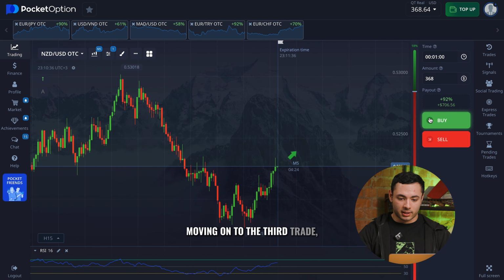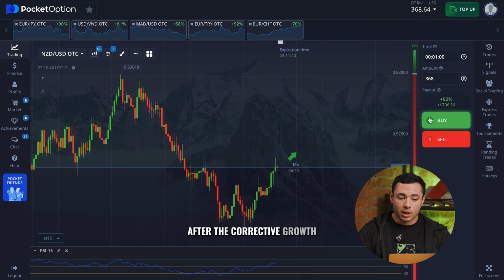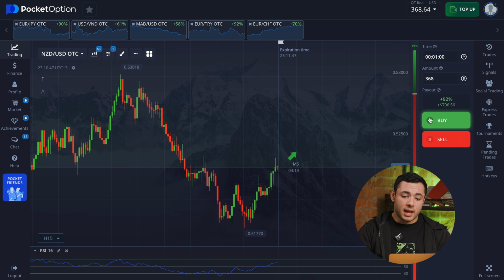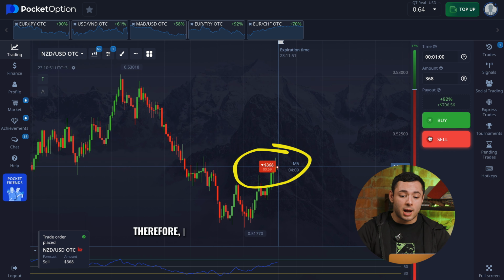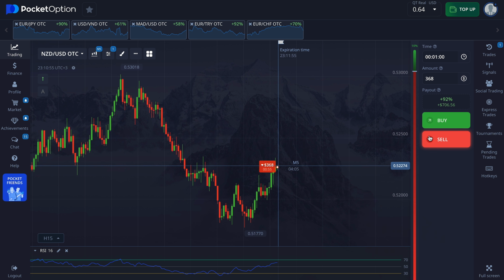Moving on to the third trade, I see on the chart that there will be a downward reversal after the corrective growth. Also, the local resistance of 0.52271 will play a role. And of course, the RSI is approaching the overbought zone. Therefore, I'm opening a deal for a decrease of $368.